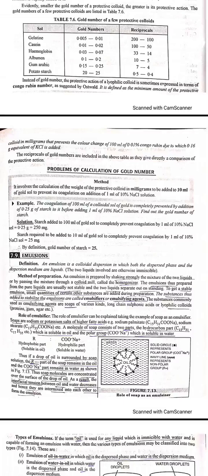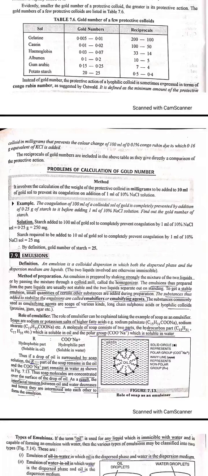Role of emulsifier: The role of an emulsifier can be explained taking the example of soap as an emulsifier. Soaps are sodium or potassium salts of higher fatty acids. Examples: sodium palmitate, sodium stearate, etc. A molecule of soap consists of two parts: the hydrocarbon part, which is soluble in oil, and the polar group, which is soluble in water.